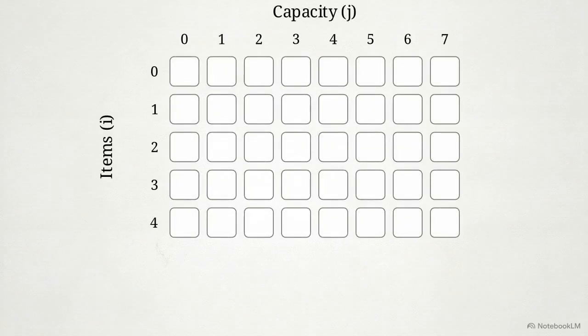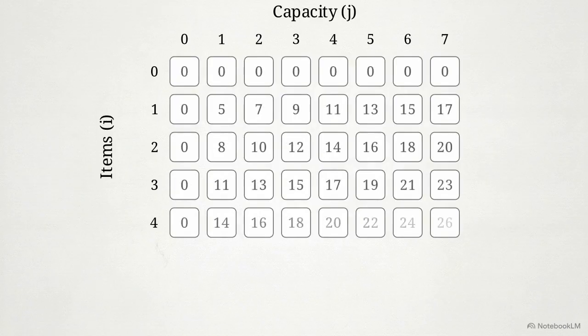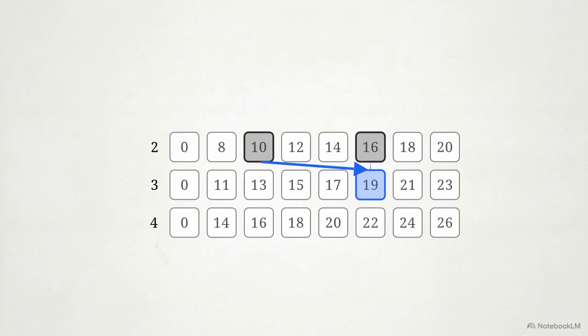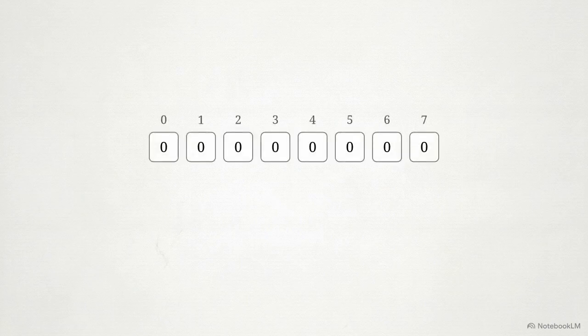This 2D grid matrix maps items against weight capacity. By storing subproblem results here, using tabulation, we trade computation time for memory. But look closely. To calculate the active cell's maximum value, the formula only references the immediate row directly above it. Higher rows waste memory. We collapse the 2D matrix into a single 1D array filled with zeros.